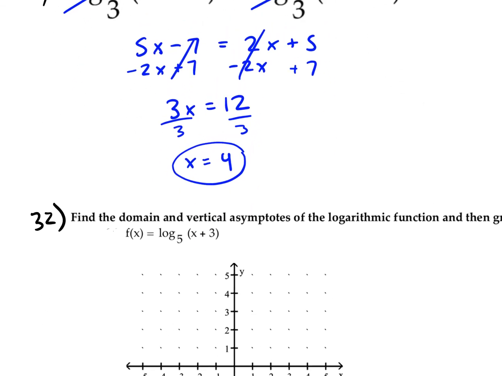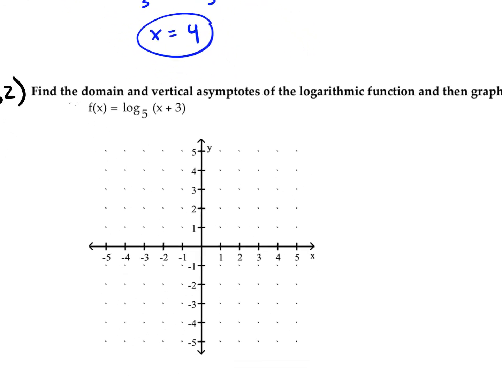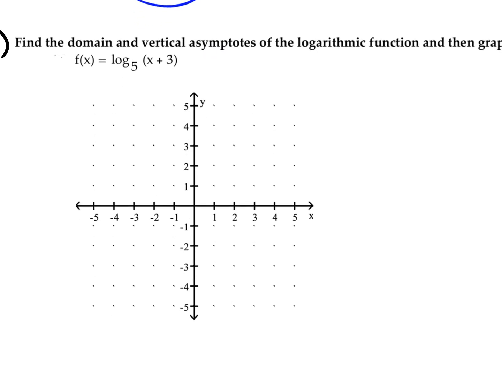All right, 32. Find the domain and the vertical asymptotes of the logarithmic functions and then graph. So our basic log graph, if we just had log base 5 of x, that looks like this. But here we have a plus 3, so which direction does that plus 3 move our graph? To the left 3. So we move 1, 2, 3 to the left, and then our graph would just go through that point. So instead of our vertical asymptote being through 0, if I moved it to the left 3, what's my vertical asymptote through now?